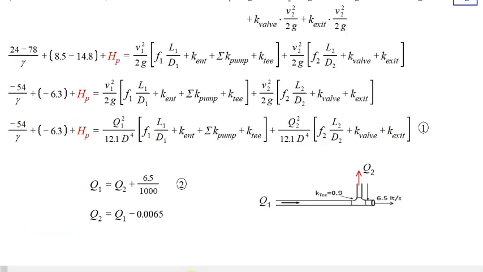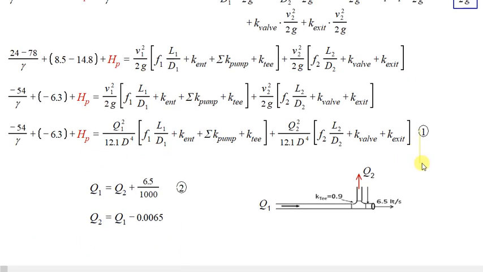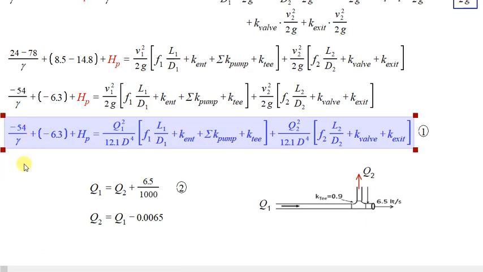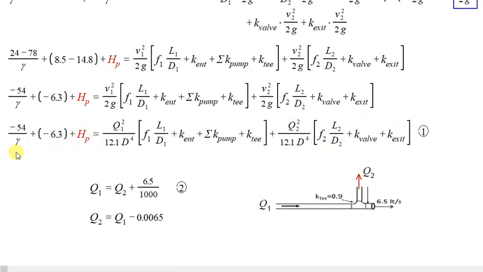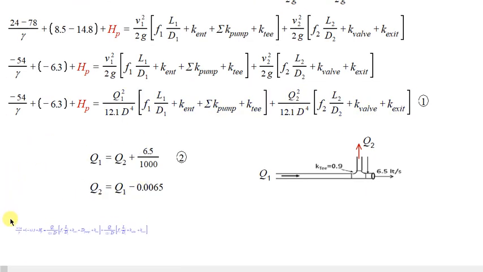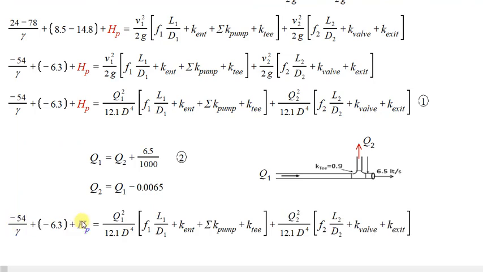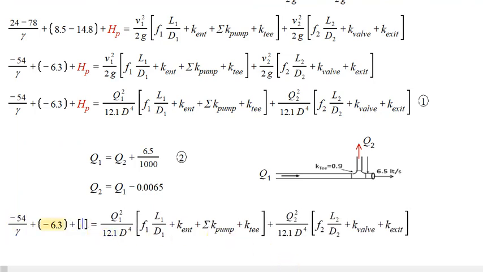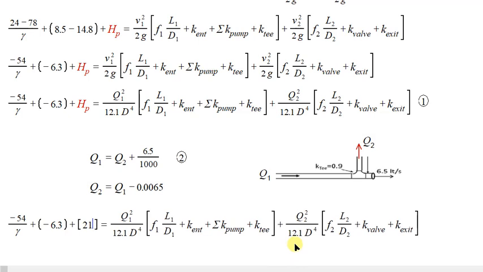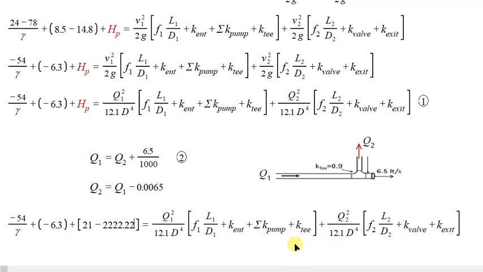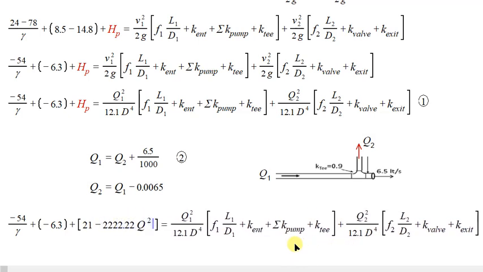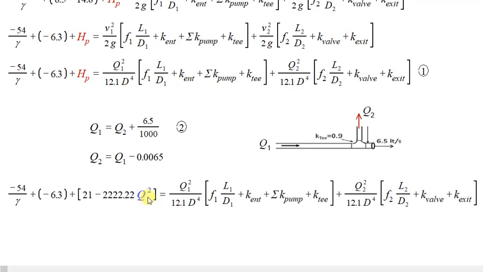So this is our equation, our pump equation. You see now what I wrote here? This is our first equation and how I simplified it. So instead of HP, the only difference is that I only substitute here this number, 21 minus 222.22 Q squared. Which Q is it going to be? Here, by the way, it's going to be Q1.